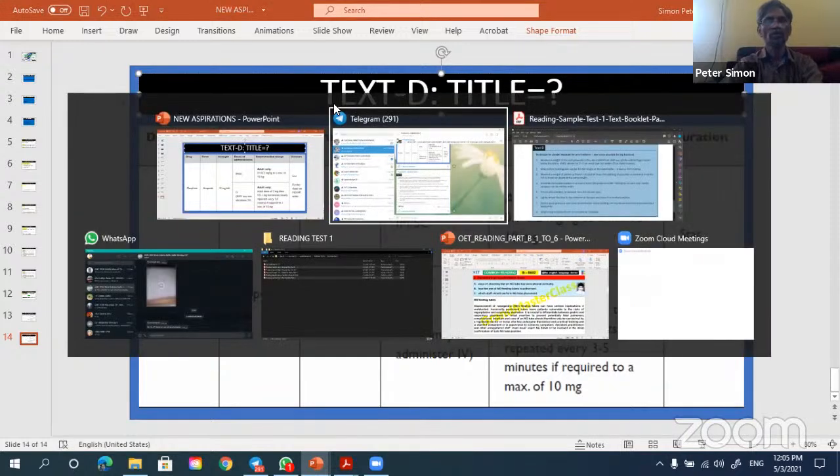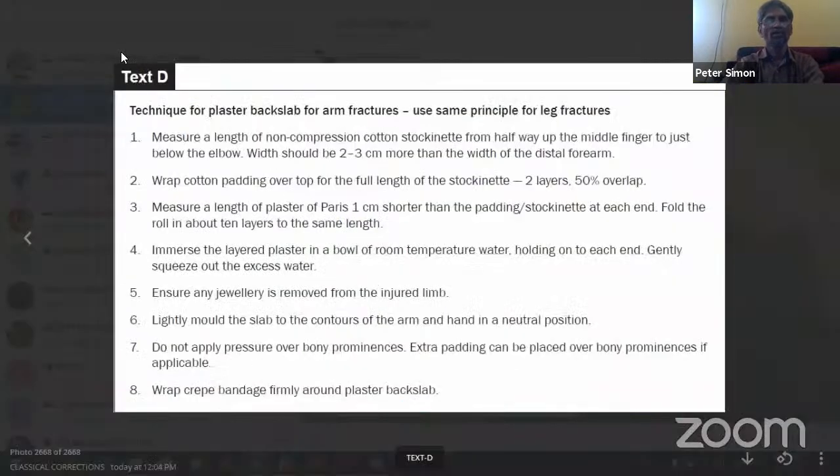So now let's go to this one. Technique for plaster backslab for arm fractures. Use the same principle for leg fractures. So arms and legs. This is also for limbs only. Forelimb means hands, hind limbs means legs. So he's telling about that. So simple as that. This is plaster backslab. Finished.